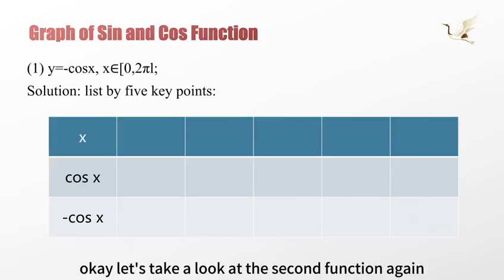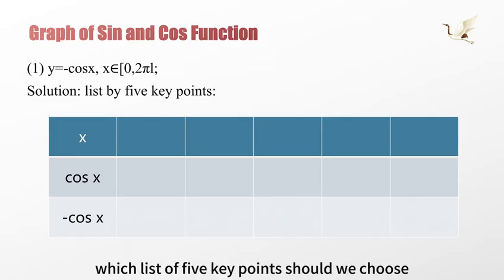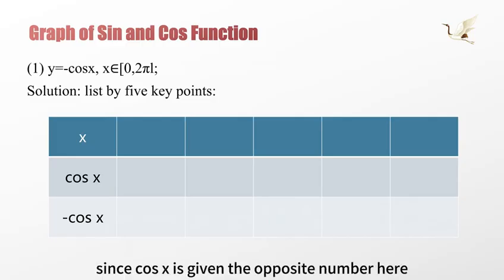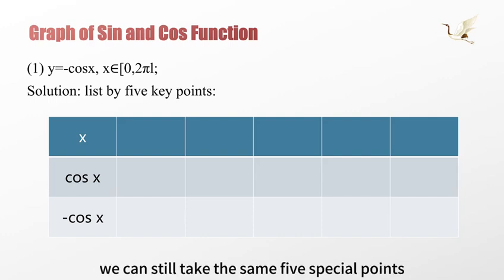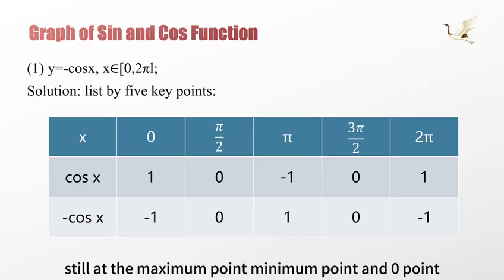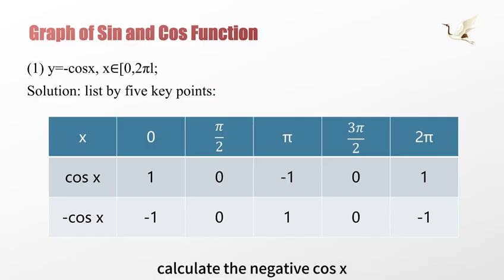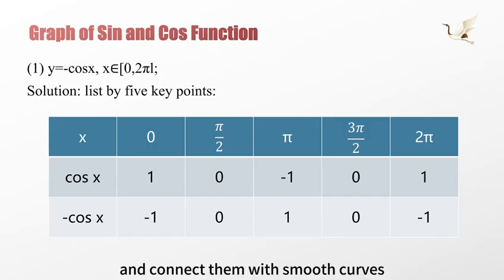Okay, let's take a look at the second function. y is equal to negative cosine x, and x belongs to the closed interval 0 to 2 pi. Which 5 key points should we choose? Since cosine x is given the opposite number here, we can still take the same 5 special points as the cosine function. Still the maximum point, minimum point, and zero points. Then calculate the value of each cosine x, calculate the negative cosine x, draw points according to the table, and connect them with smooth curves.